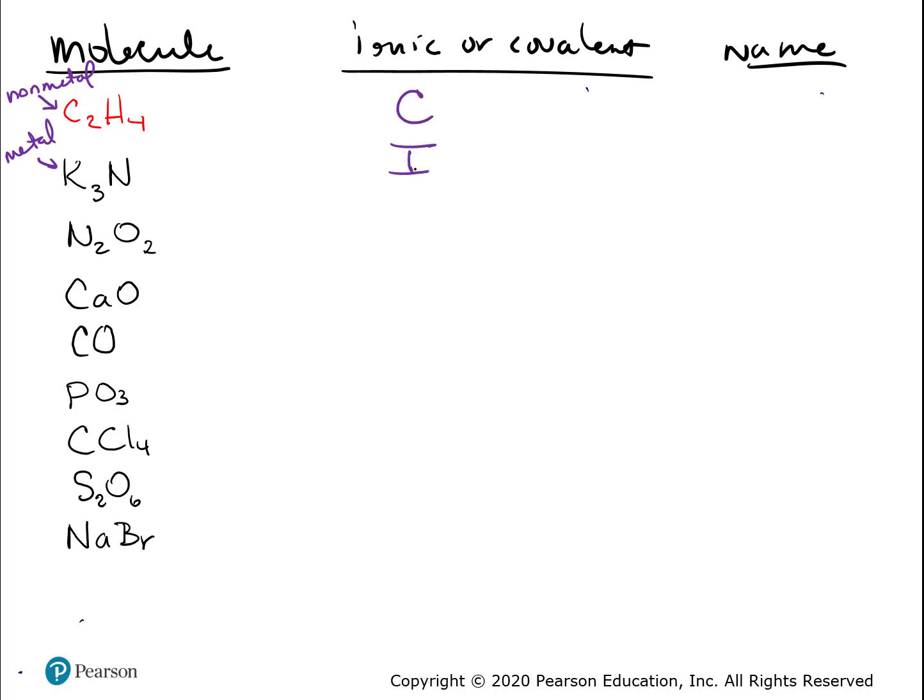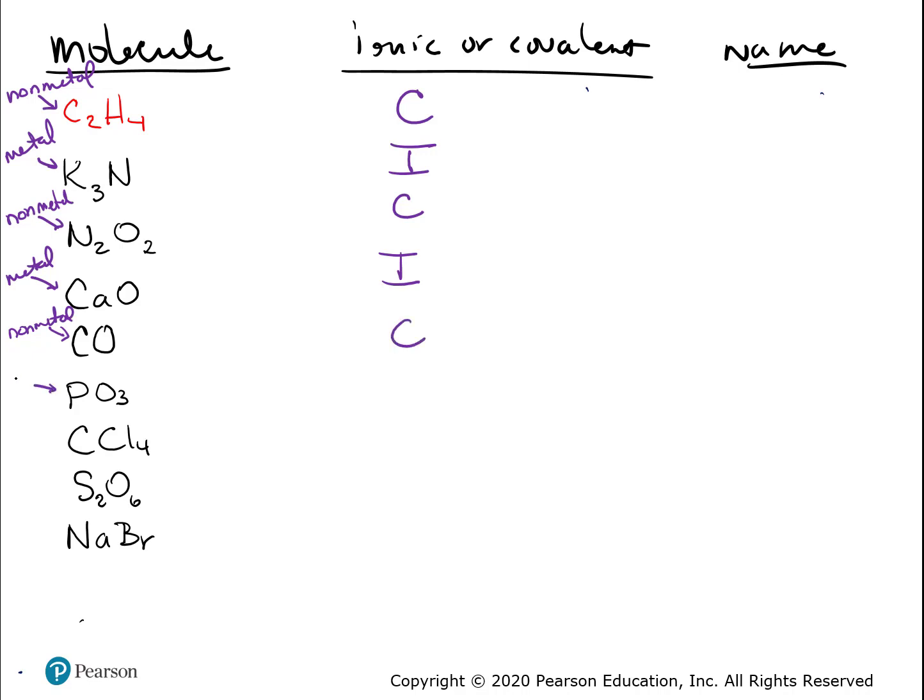What about the next one? Nitrogen. Where's nitrogen? That's a nonmetal. So I know that that's covalent. What about CaO? Right? Because this is a metal. CO? Covalent. Right? Carbon is a nonmetal, so I know it's covalent.